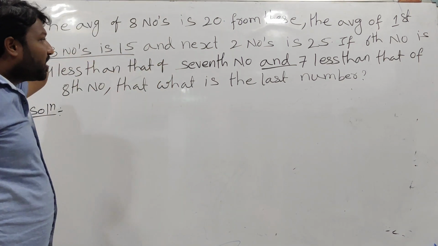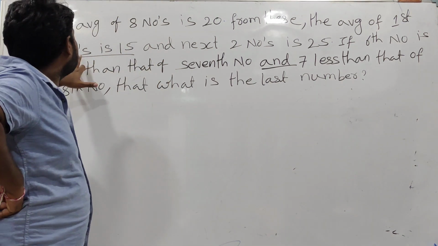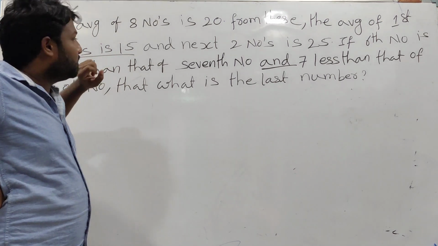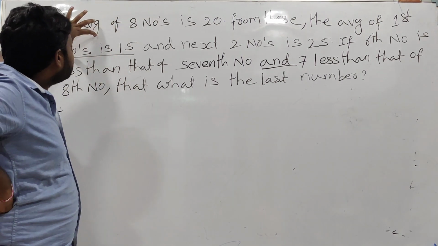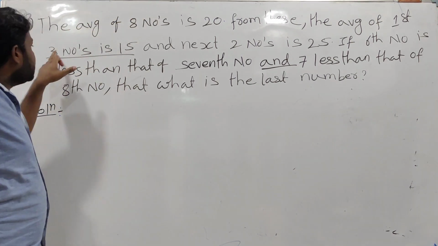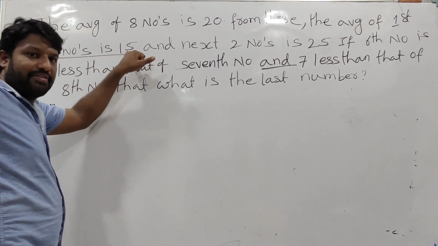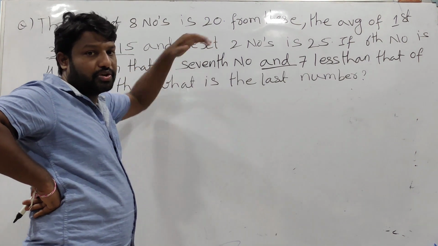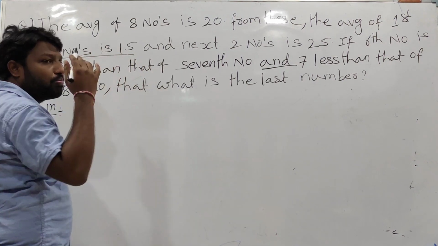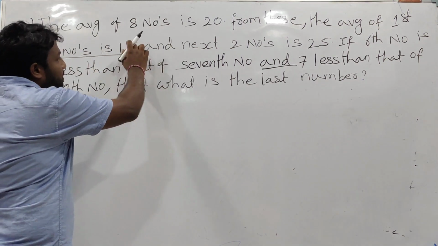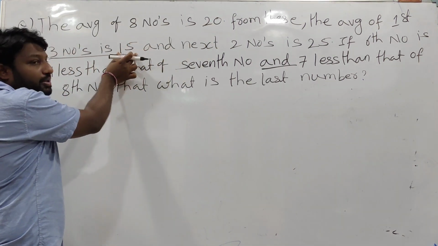So what I will do is, it's like a compensation. Out of these 8 numbers, the first 3 numbers have an average of 15. Your total average is 20. So this average is how much less? It is less by 5.